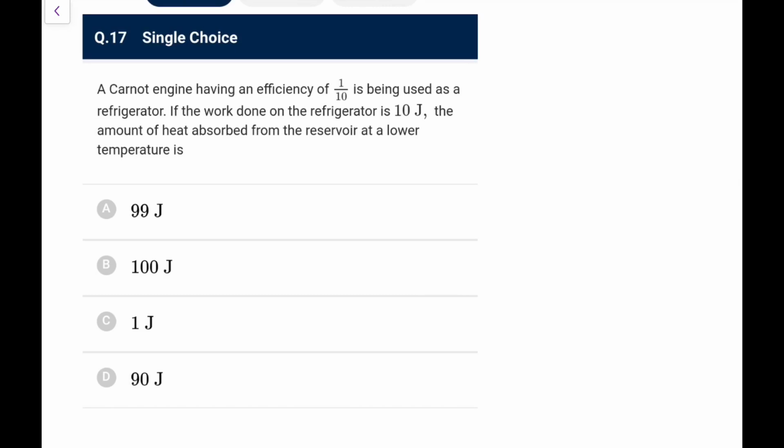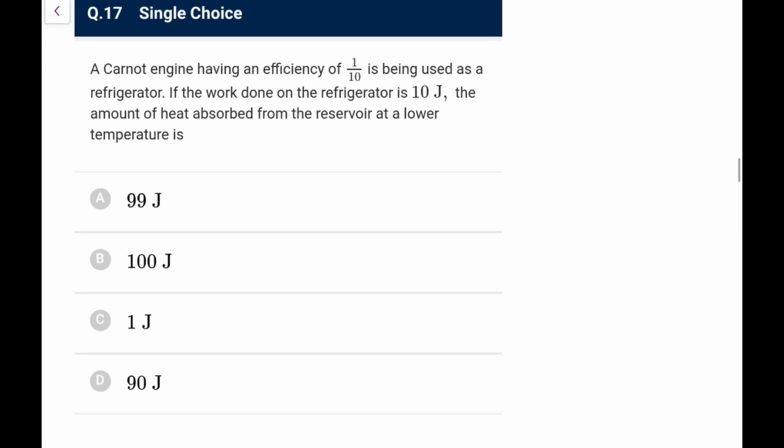A Carnot engine having an efficiency of 1 by 10 is being used as a refrigerator. The work done on the refrigerator is 10 joule. The amount of heat absorbed from the reservoir at a cool temperature will be. So efficiency is 1 by 10 of Carnot. That means TC by TH would be 9 by 10.